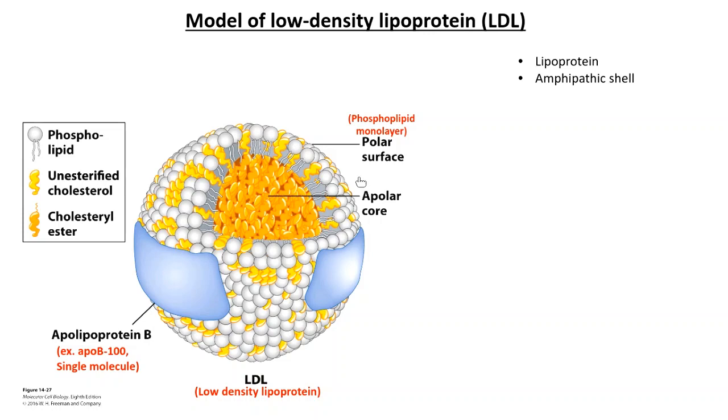On the surface, we have unesterified cholesterol, but inside it is packed with cholesterol ester. This is the apolar core, this is the polar surface, and that is why it is called amphipathic. That means both polar and apolar parts are present. So there is that.